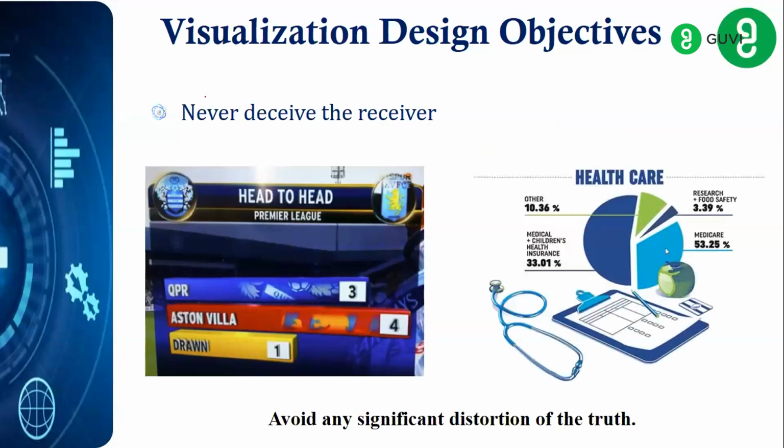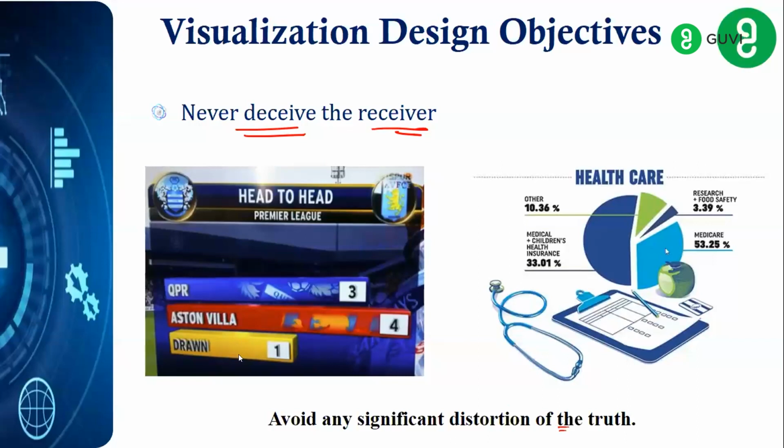So this kind of intuitive design is very important. And then the most important objective is never deceive the receiver. Receiver in the sense audience, right? The end user. So never deceive the receiver. Avoid any significant distortion of the truth. That is the meaning of never deceive the receiver. I will explain this with one example.